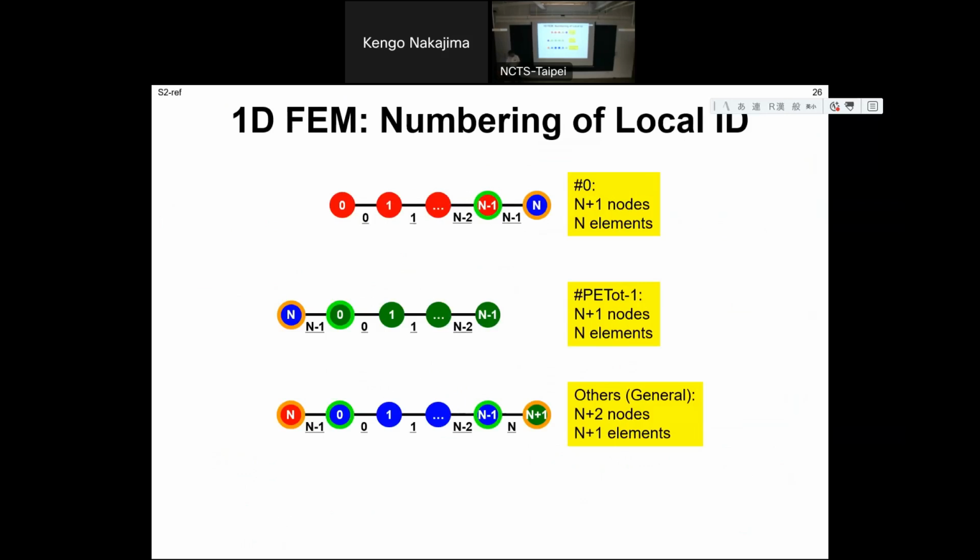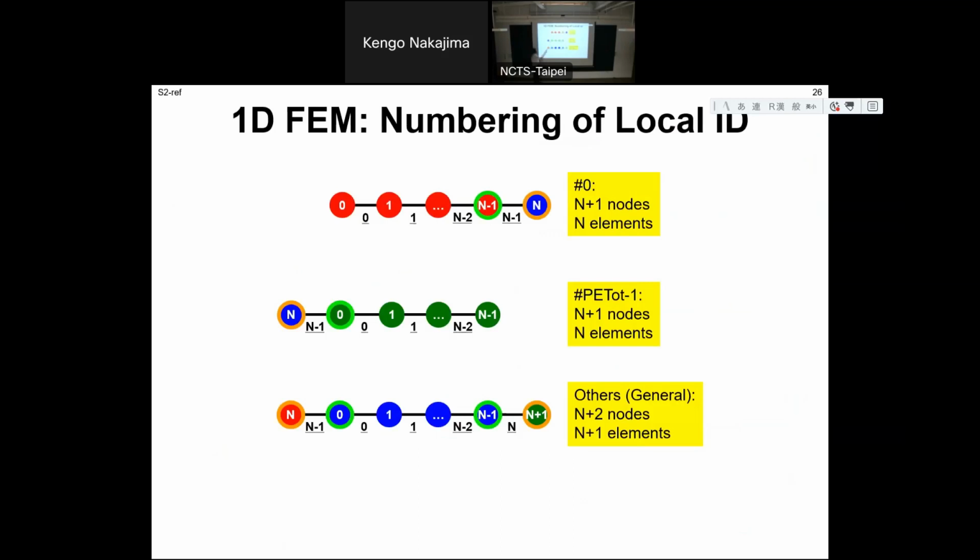Okay, so this is a general numbering rule. Okay, so we have 3 parts. One is number 0, and this is another end. And in this case, we have only one external node, respectively. But in the general case, inside the domains, we have 2 external nodes.